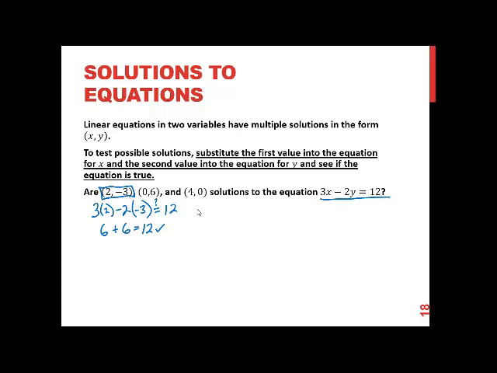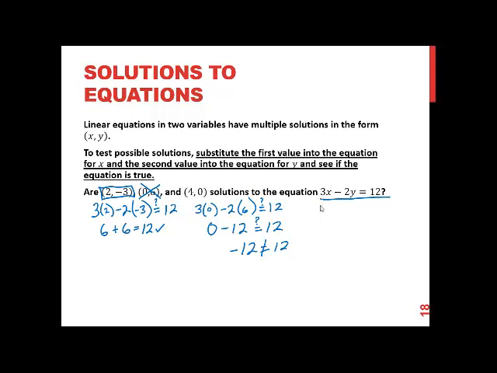Moving on to the 0, 6. 3 times 0 minus 2 times 6 might be equal to 12. Well, 3 times 0 is 0. Negative 2 times 6 would be minus 12. Is 0 minus 12 equal to 12? No. Negative 12 is not equal to 12. So that tells us that this is not a solution to the equation, and it is not a point on the graph.